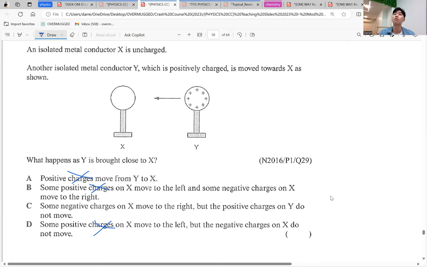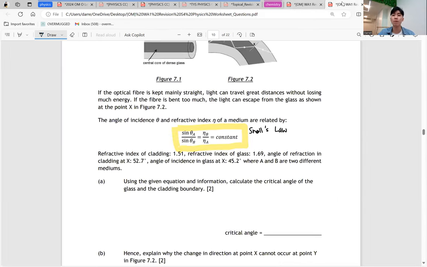Positive charges cannot move. So what are the 2 rules of the game? Unlike charges attract, like charges repel, and positive charges cannot move. If anything, it's always the electrons. It is the negative charges that move. If you bear this in mind, the rest of the chapter becomes very easy, instead of being very complex. So that is rule number one.